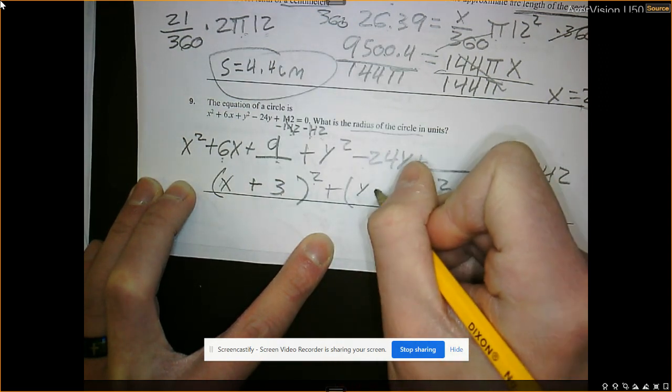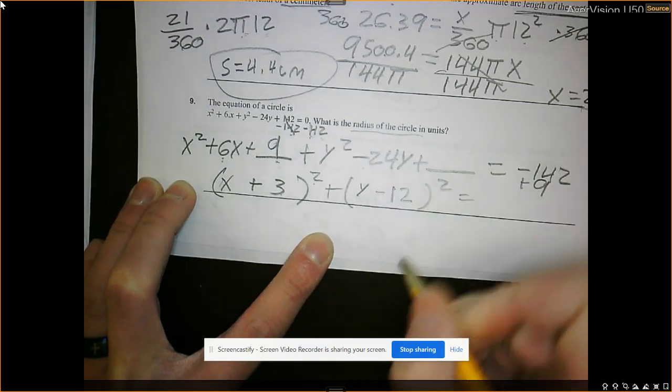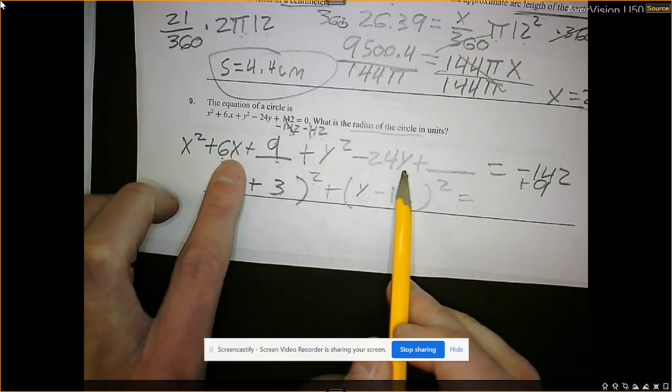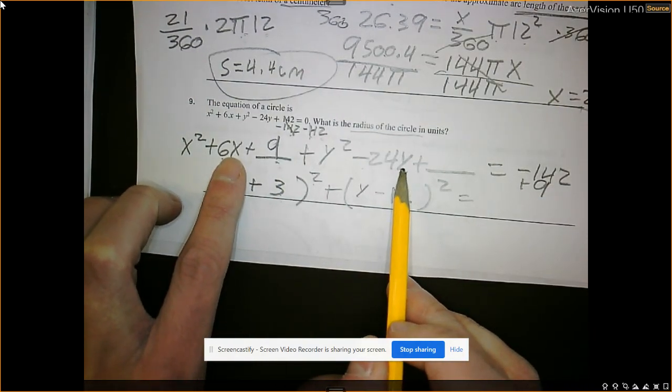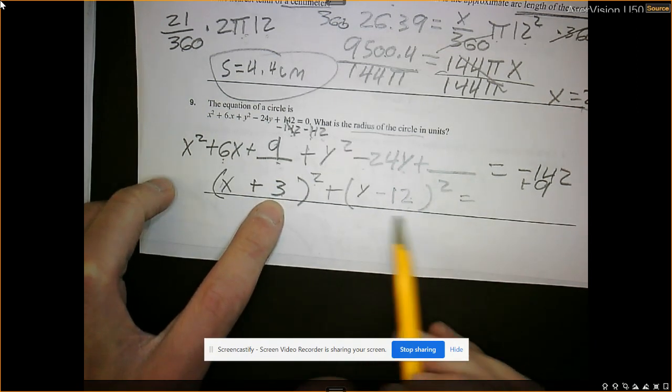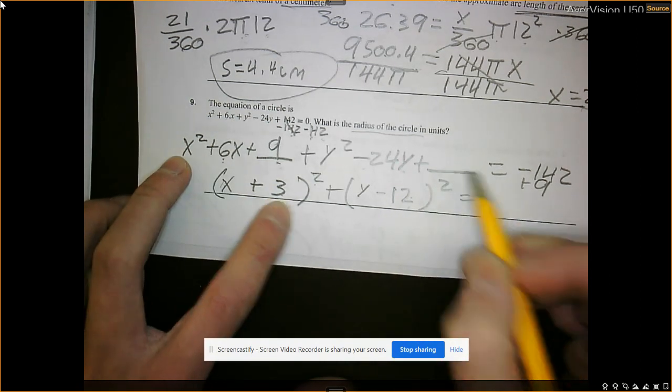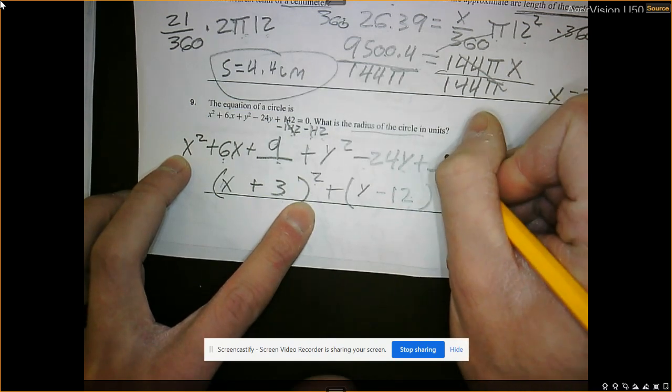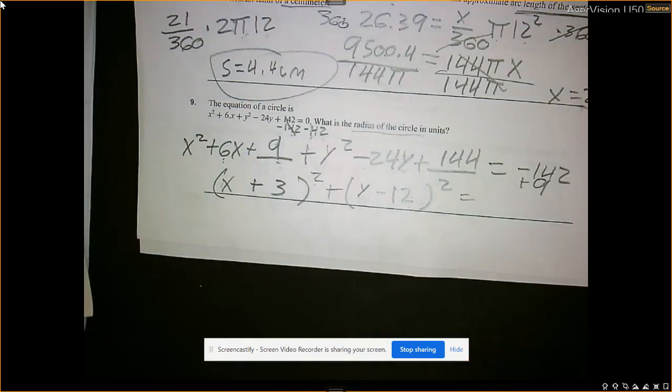Negative 24 divided by 2. It's negative 12. Okay, again, it's always going to be divide the number that is being multiplied by the single variable by 2 to get these two numbers. Okay, and then you have to square it to get this blank. Negative 12 squared is 144.